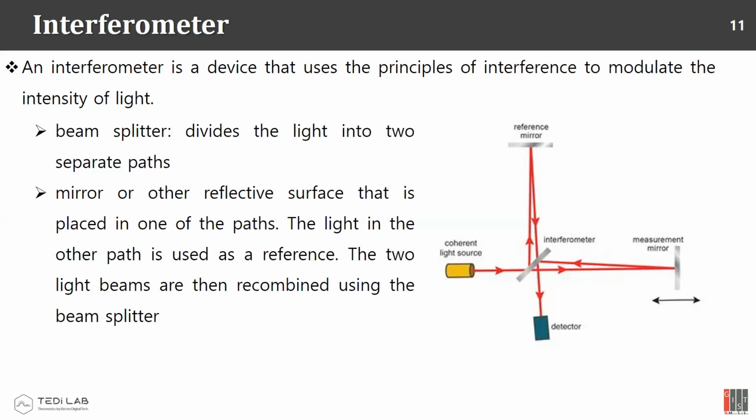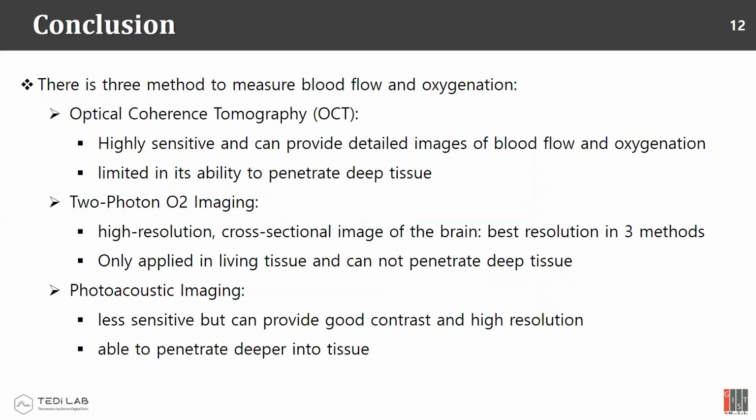In conclusion, all of them are powerful techniques for measurement of blood flow and oxygenation in tissue, but they have different strengths and limitations. OCT is highly sensitive and can provide detailed images of blood flow and oxygenation, but it is limited in its ability to penetrate deep tissue. On the other hand, photoacoustic imaging is less sensitive, but it can provide good contrast and high resolution, and it is able to penetrate deeper into tissue.